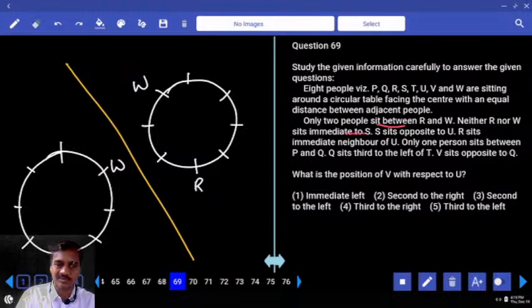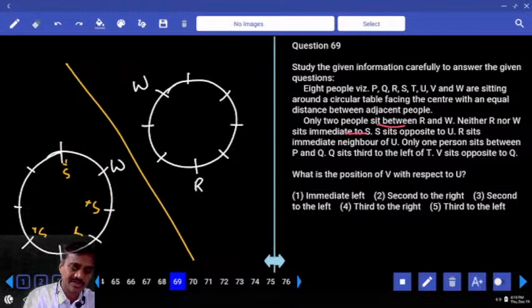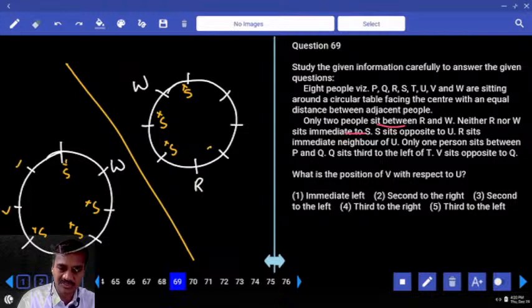Neither R nor W sits adjacent to S. And S cannot be at this place, cannot be here, and S cannot be here, cannot be here. Are you getting my logic or not? And S can be at any one of these 2 places. And similarly here again, S cannot be in these 4 places, and cannot be in the place of R and W, and cannot be in the 6 places. S can be in these 2 places.